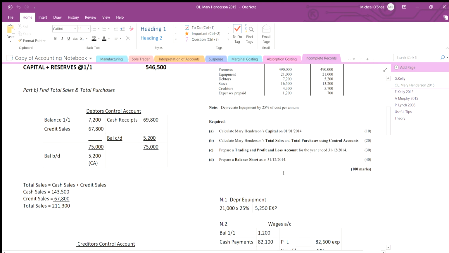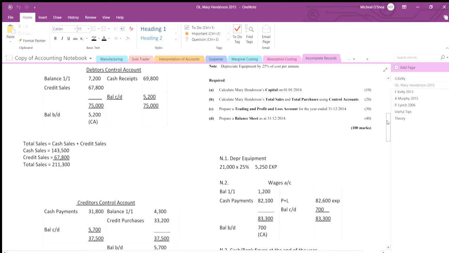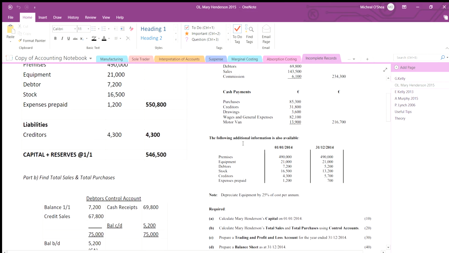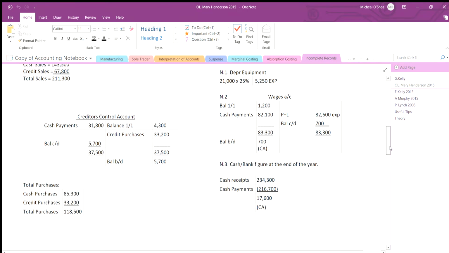We found the depreciation by 25%. It's an expense. We looked at wages and we saw that wages and general expenses would fit in with expenses prepaid. So we had our balance at the beginning of the year and end of the year, and we had our wages figure from our cash payments. And we did our T account there, and we found our P&L figure for wages to be 82,600.